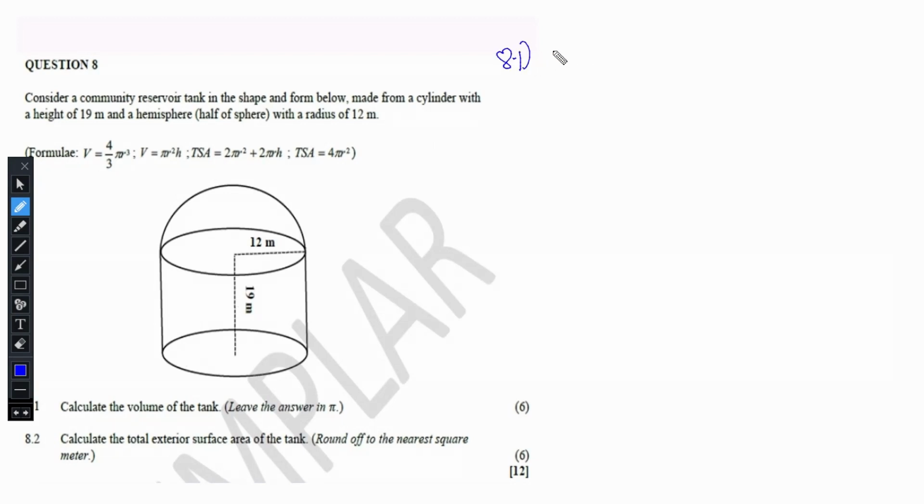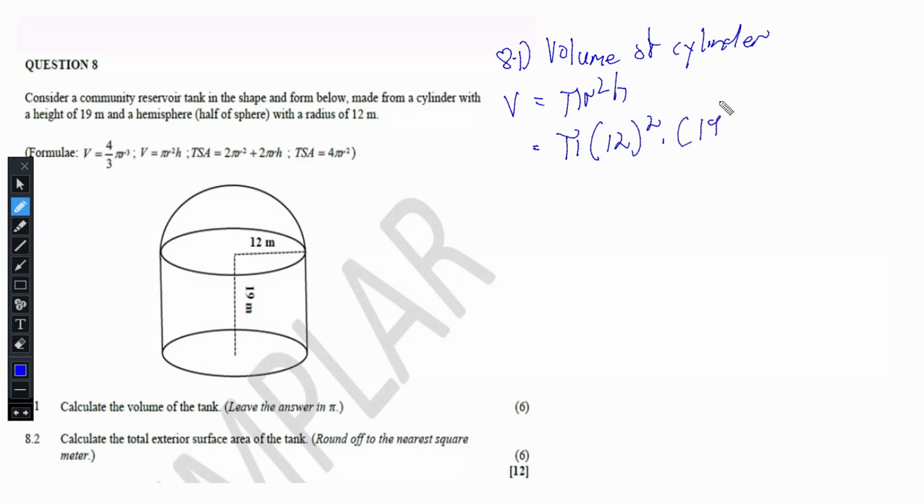So we have 8.1. Let's start by the volume of the cylinder. So we'll say to calculate volume of cylinder, this is simply V equals pi r squared h. And then what is our pi? Pi is just pi, the radius is 12, and then square that, the height is 19. So you just simply punch all that into your calculator, and then you will get 2,736 pi. Now note this instruction here. They said leave the answer in pi. So we are not supposed to press SD after here. We are just supposed to leave it like that.